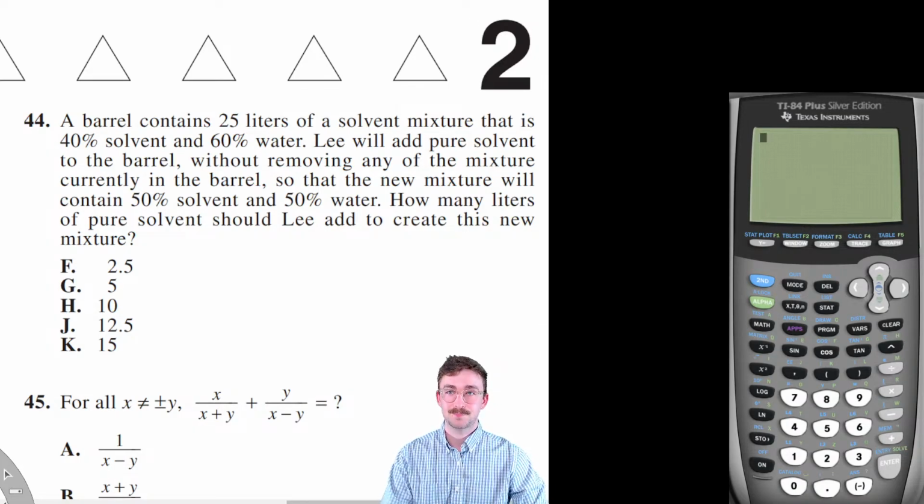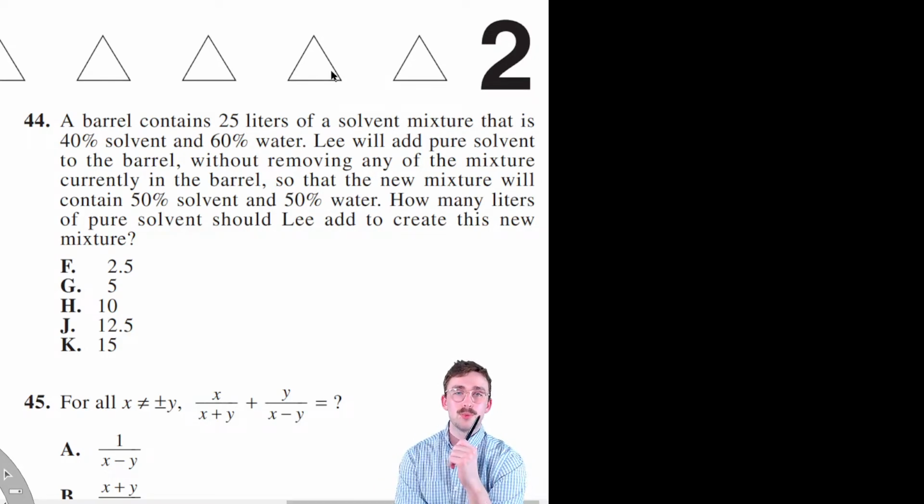All right, so a barrel contains 25 liters of a solvent mixture that is 40% solvent and 60% water. Lee will add pure solvent to the barrel without removing any of the mixture currently in the barrel, so that the new mixture will contain 50% solvent and 50% water. How many liters of pure solvent should Lee add to create this new mixture? So I think that what this is going to come down to is me ignoring the 60% water. Bear with me on this.